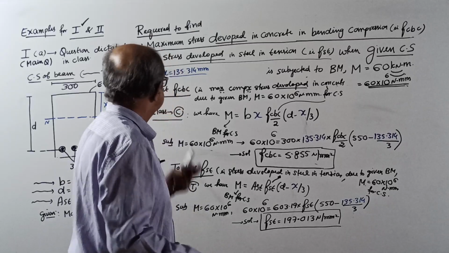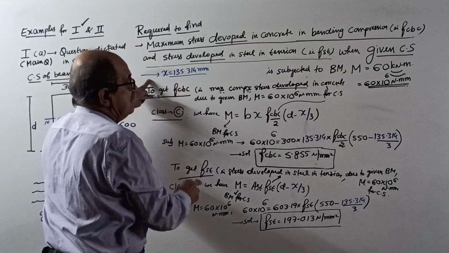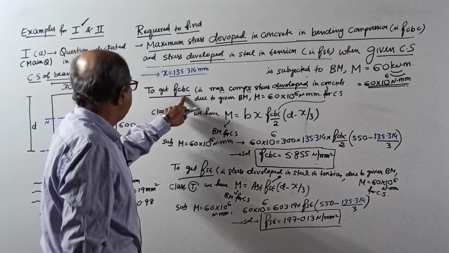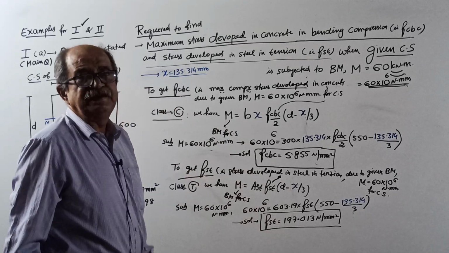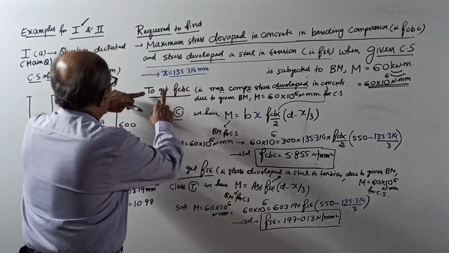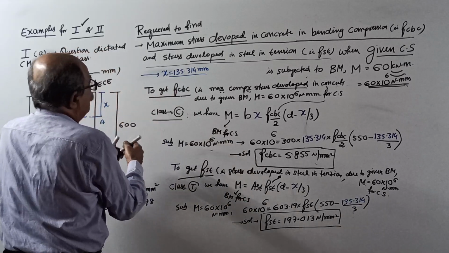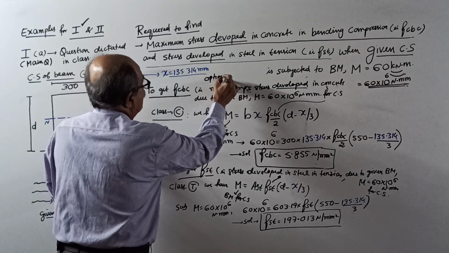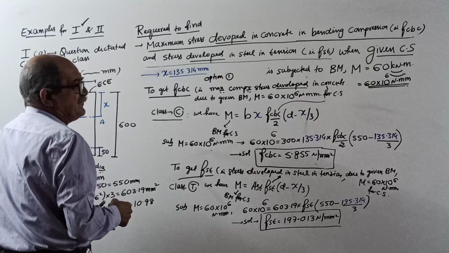We'll continue. Now we got X. We want the maximum compressive stress developed in concrete, FCBC, and the stress in the tension steel, FST. There are three options. First, I will put this as option 1.